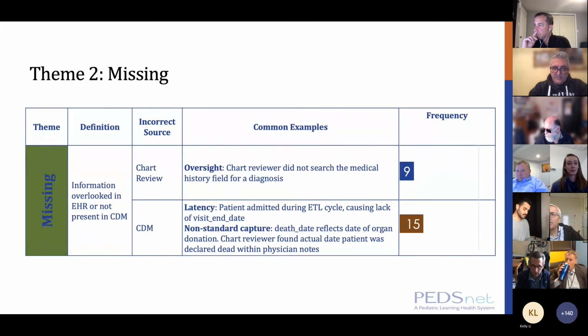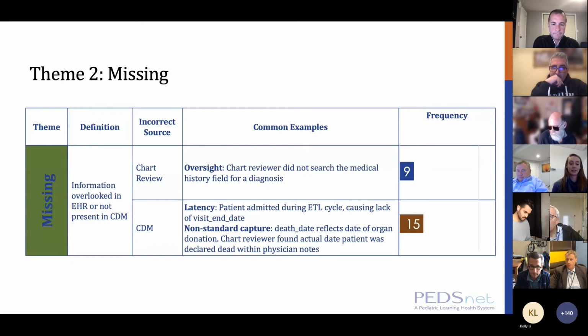The second theme that we focused on was missingness. This is information that was either not in the source or was overlooked. For example, in chart review, this arose when a chart reviewer was not able to exhaustively search the entire medical record and might have missed something that, after we reached out to them, they were able to find in a location that they hadn't looked before.